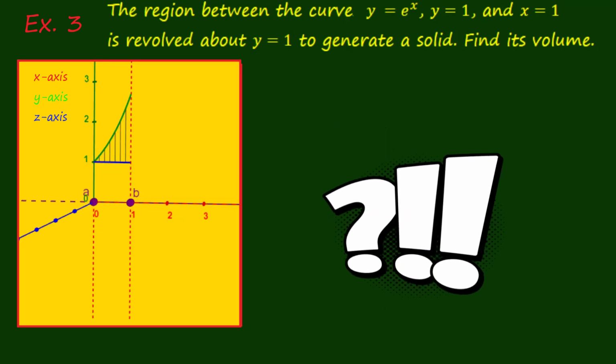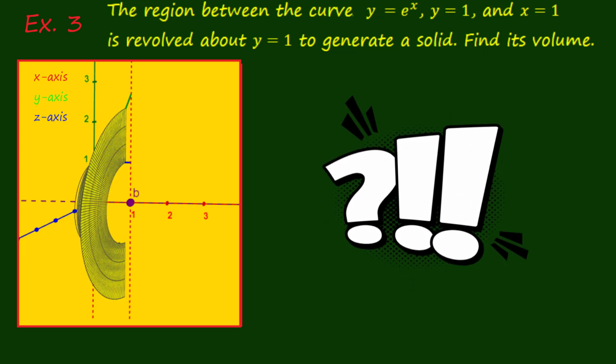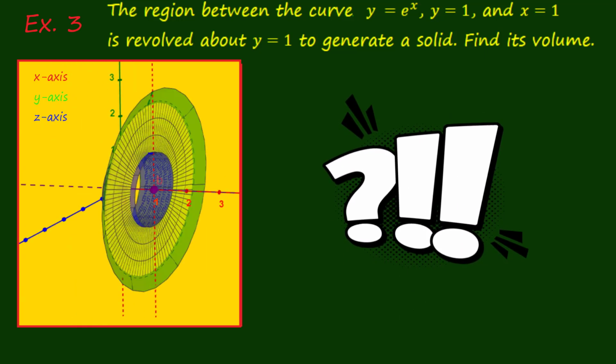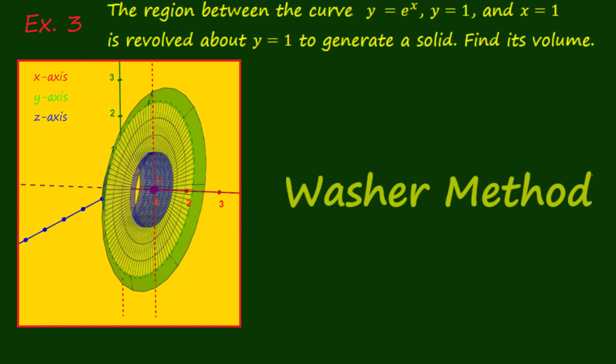So, what if we revolve this region about the x-axis? The solid would have a hole in it. We need to modify our formula for this new geometrical shape. We call this new method the washer method, but we will see this in our next videos.